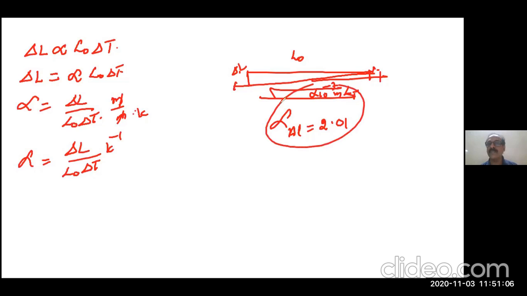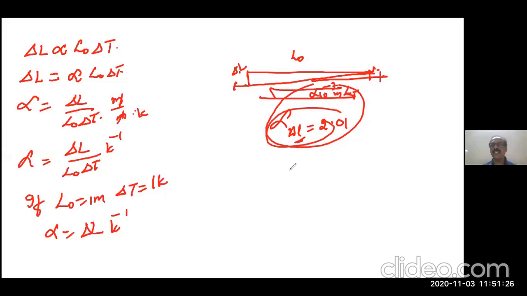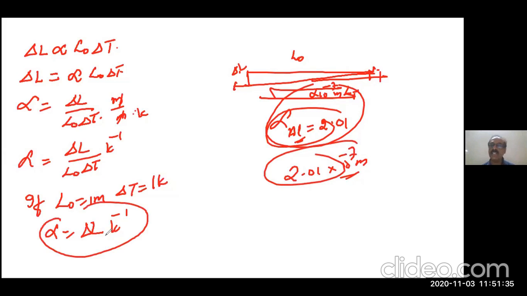What does this alpha mean? Look here. If L naught is equal to 1 meter, delta T is 1 Kelvin, then alpha is equal to delta L, Kelvin to the power minus 1. That means you take 1 meter of aluminum, heat it through 1 degree Celsius, you can see the expansion is 2.01 into 10 to the power minus 7 meter, a very small expansion. That's the meaning of alpha. So alpha can be defined as the change in length of a material of unit length when it is heated through unit rise in temperature.